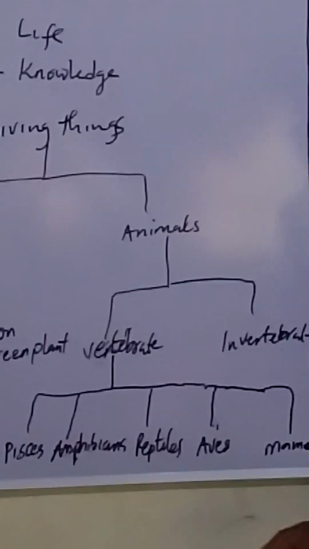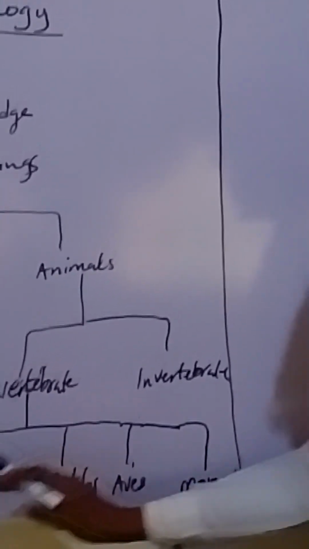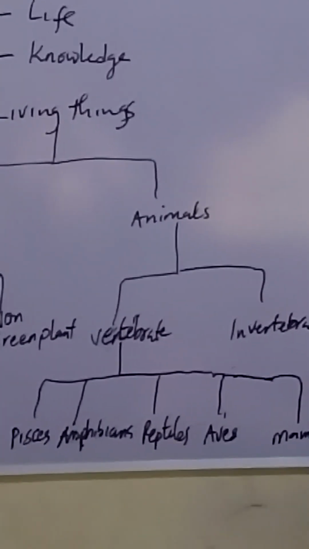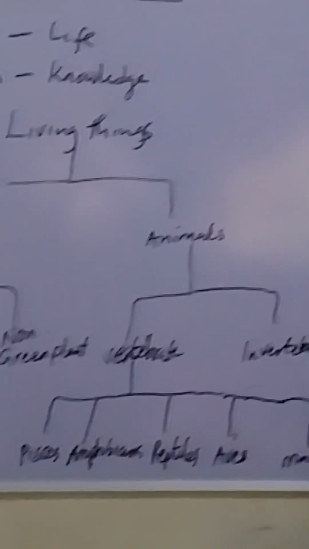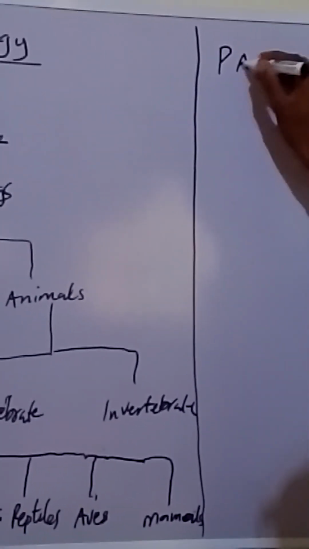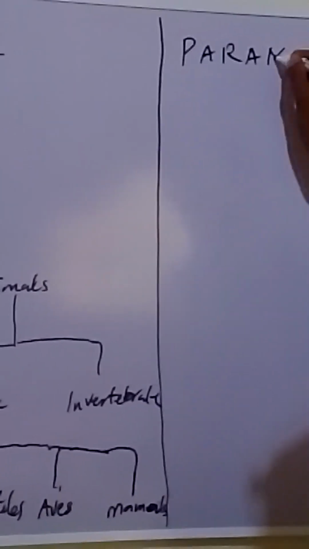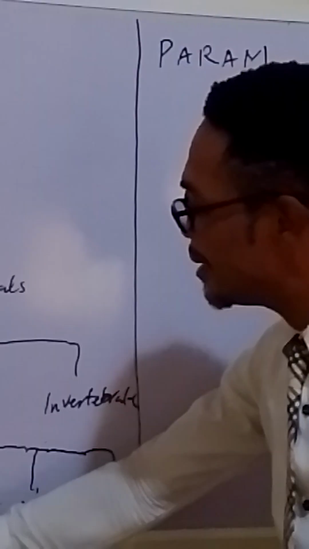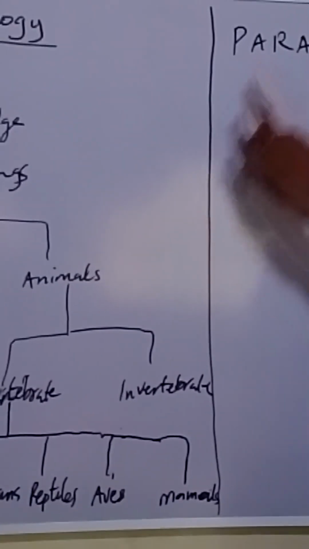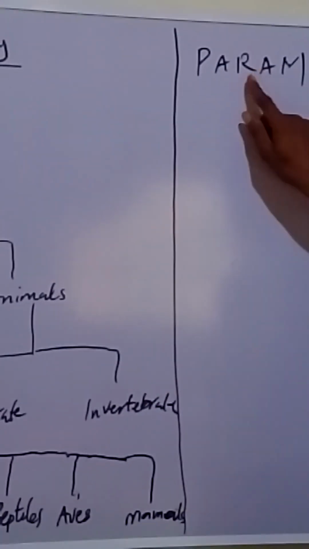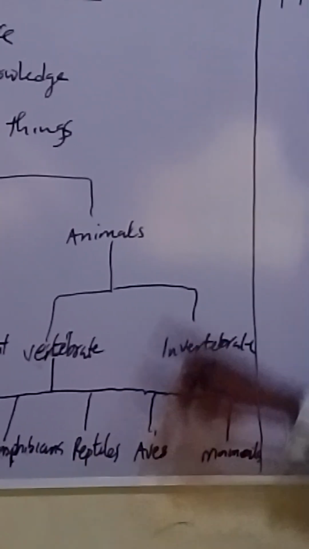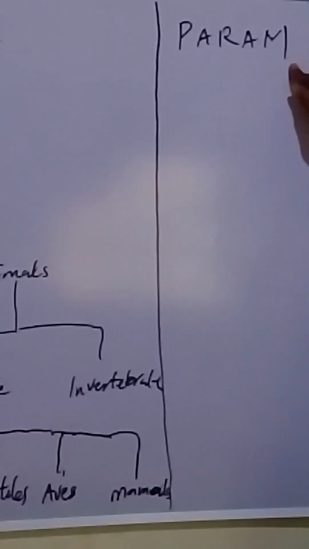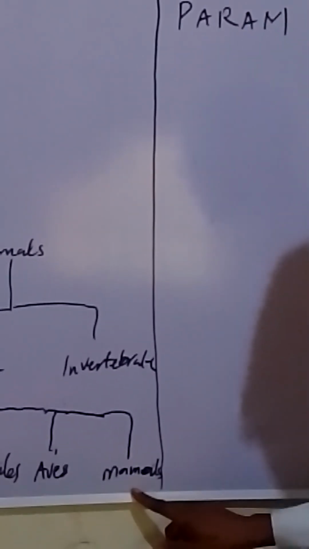And one thing I want to emphasize is that the way I have arranged them, you have a short acronym you can use to remember them. You use PARAM to remember them. What does PARAM mean? P stands for Pisces. A stands for amphibians. R stands for reptiles. The other A stands for apes. And then the M stands for mammals.